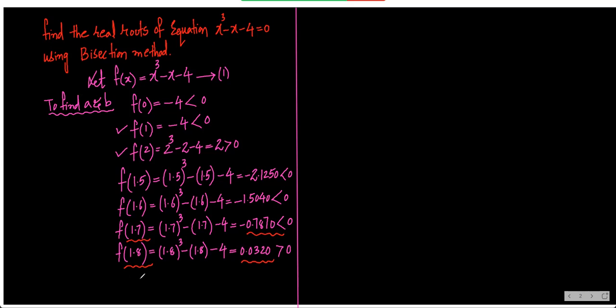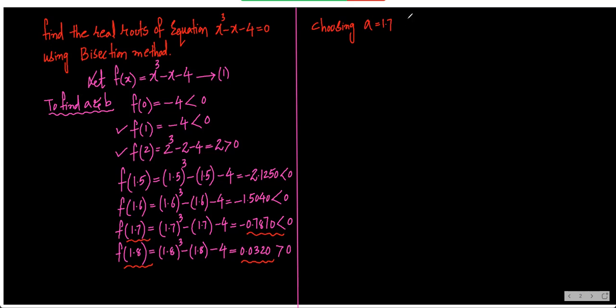Are you getting my point? So if you choose here 1 comma 2, that also you will get the solution. But 1.2 is not that accurate a solution. Now see, between 1 and 2 the solution, is it closer to 1.7 and 1.8? So yes, that's what we are choosing. A is equal to 1.7.